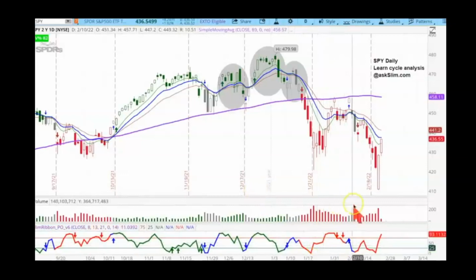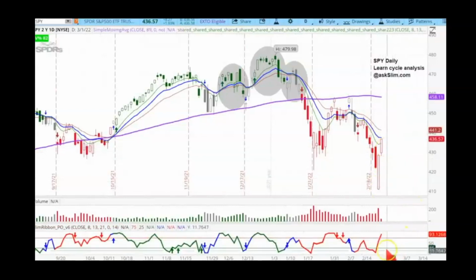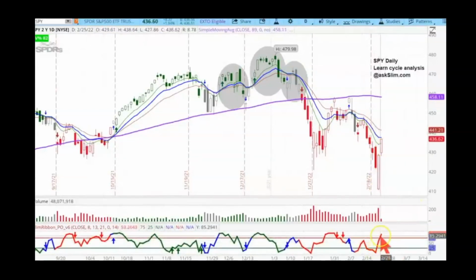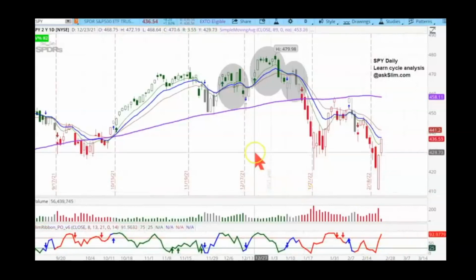The slim ribbon right now is showing you a negative condition, as it basically has since here, where it neutralized for a day and then turned negative again. And now you're getting this big rebound in here. And right now you can see it is still red and likely to turn down. But we're going to take a little deeper look at this analysis.